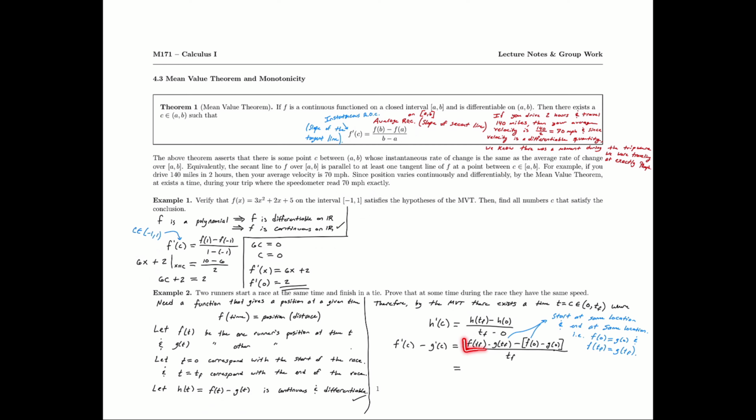So essentially these terms here cancel out to 0 and these terms here cancel out to 0, which means we really have 0 over tf and that's 0. So we know that the difference, f prime of c minus g prime of c, must be 0. Well, if the difference between two things is 0, that means those two things must themselves be equal. So what we've just shown is that if the two runners began at the same time, they finished the race at the same time, they ended in a tie, then there must have been some time during the race at which the two runners were running exactly at the same speed.